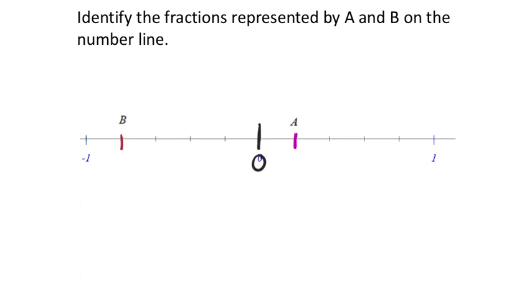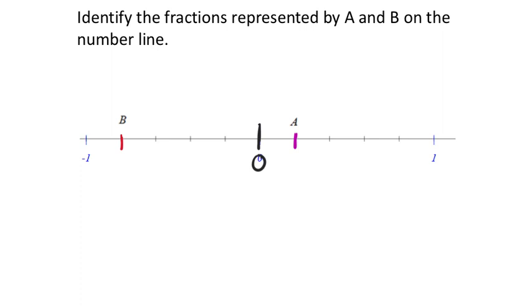So what we have, though, again, we're going to make fractions out of these, and I don't see either of these being bigger than 1. B, for example, is between 0 and -1, and A is between 0 and 1. So these are both going to be proper fractions because we don't have enough to make a whole, right?